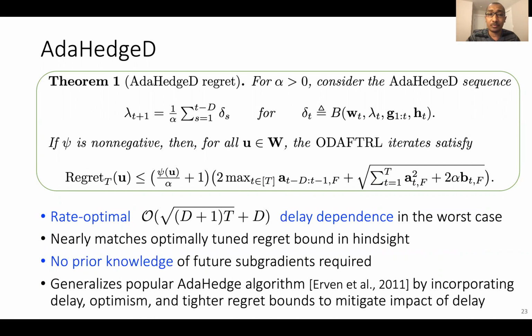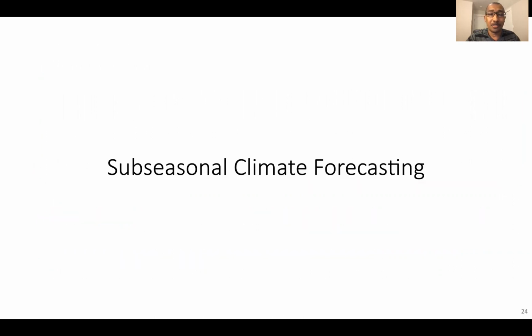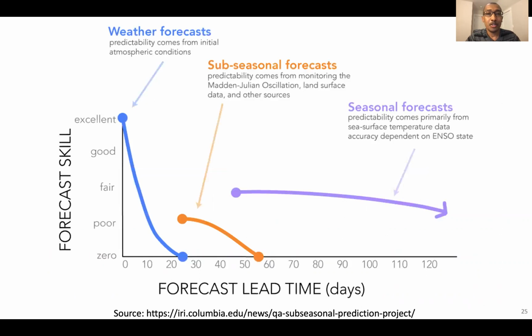Okay, so now we have our algorithms, let's turn to our application, subseasonal climate forecasting. So to give you a picture of what I mean by subseasonal forecasting, I'd like to think about the spectrum of weather and climate. Usually when we think about weather forecasts, these are very short-term forecasts, maybe anywhere from 1 day to 10 days out. A 1 day weather forecast is usually pretty good, but as we've all seen, the quality of the forecast plummets as we go farther out.